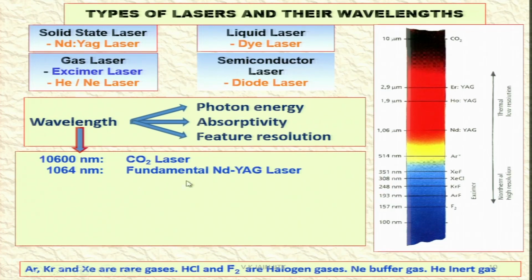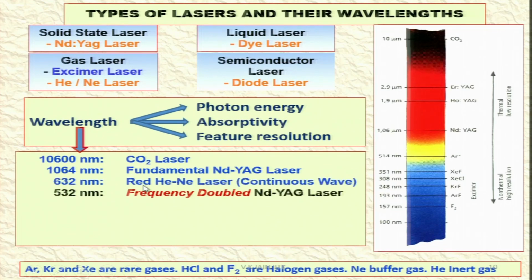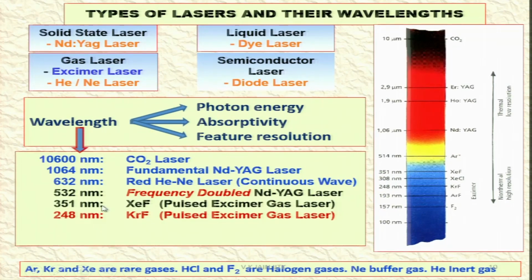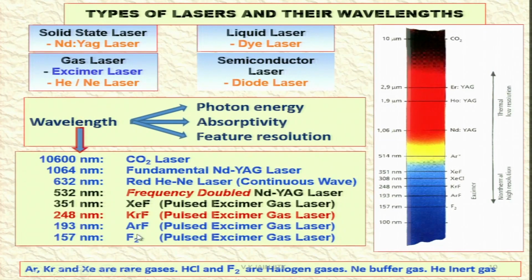10,600 nanometer for CO2 laser, 1064 nanometer for fundamental Nd:YAG lasers, 632 nm for red helium neon laser, continuous wave, and then frequency doubled Nd:YAG laser 532. Here 532 and this is 1064, that's double frequency, and 351 XeF and 248 KrF like this, and then ArF and F2. So different laser mediums give different frequency waves.